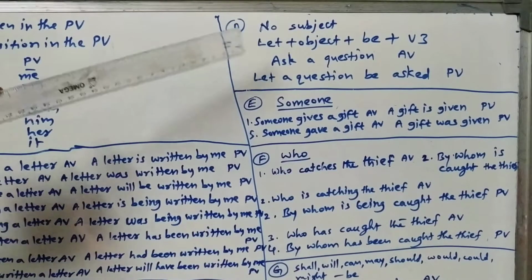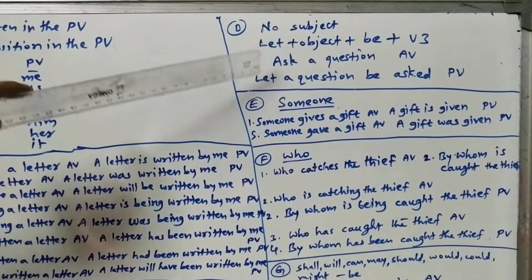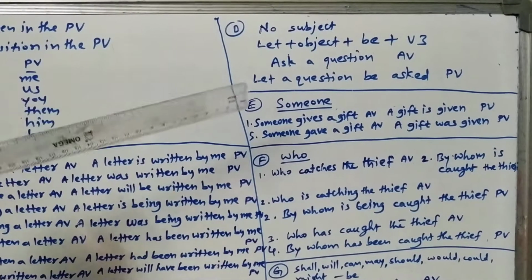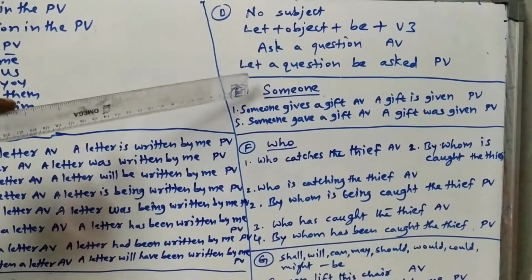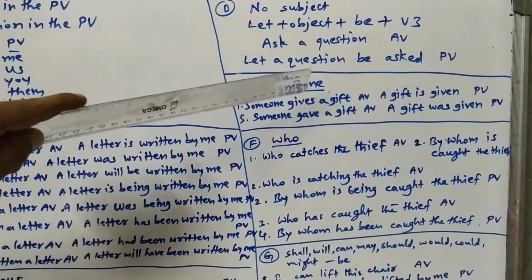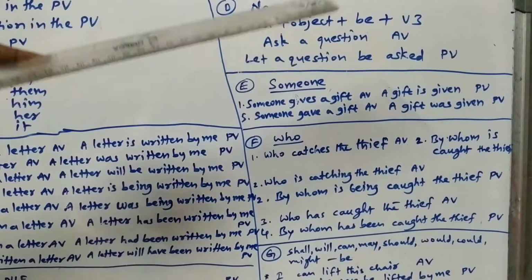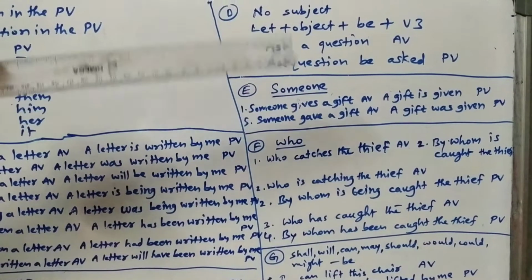For example, write a letter: let a letter be written. Post this letter: let this letter be posted. Okay. Someone. Instead of a subject, someone is used here. Someone gives means subject plus verb 1. This is simple present tense. Naturally, we use present continuous helping verbs in the passive voice.